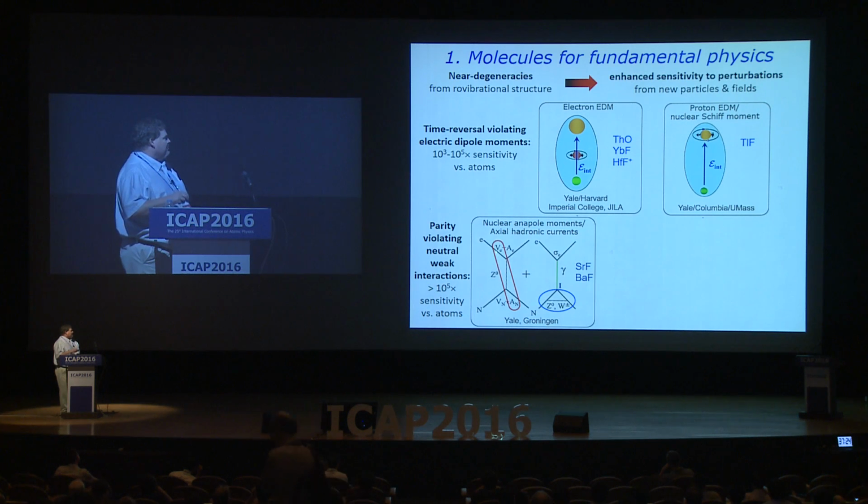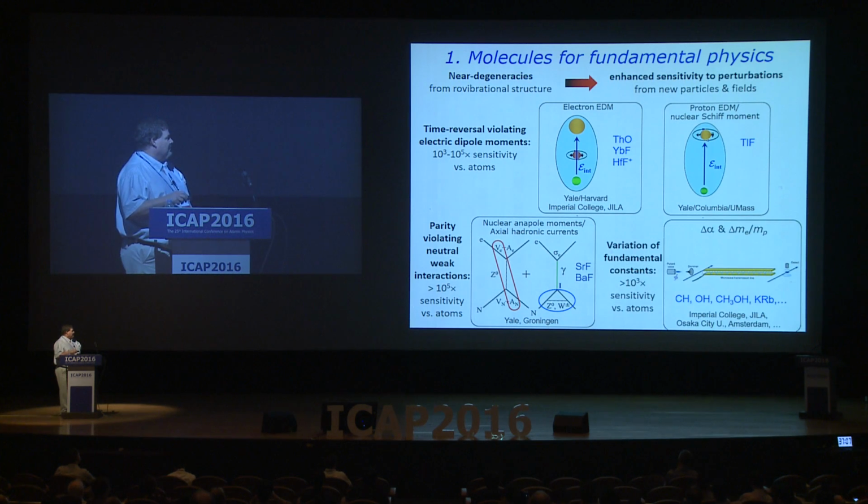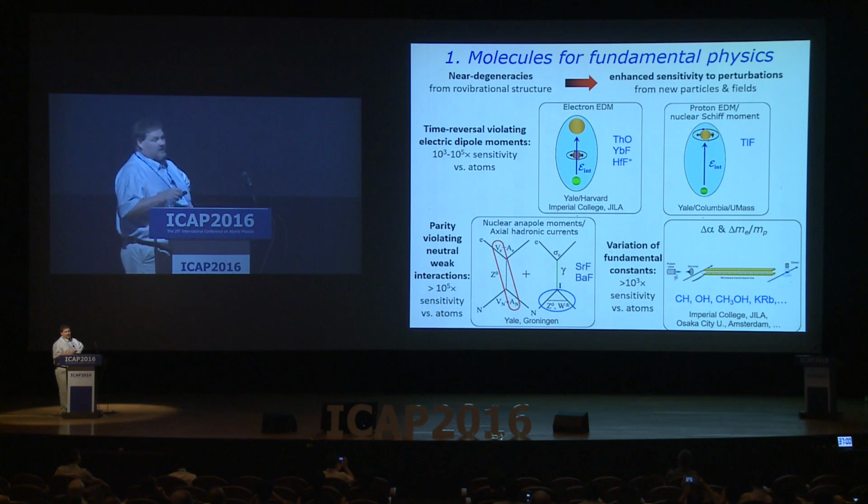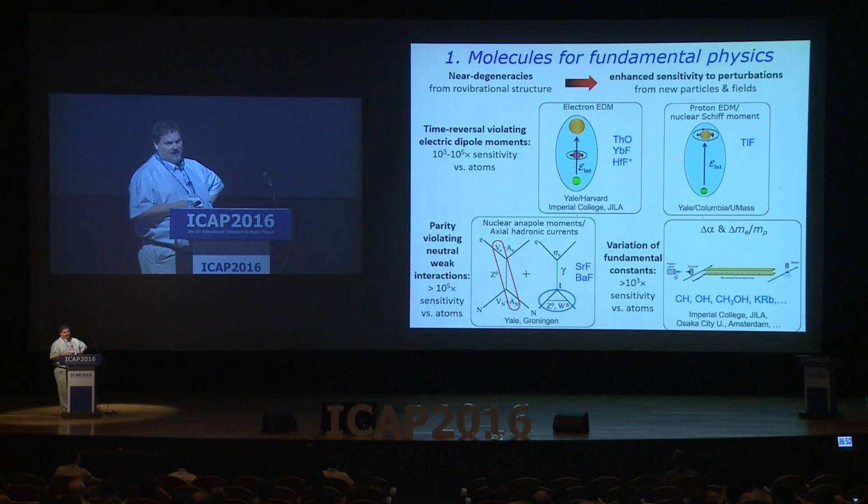For example, you can study properties of Z boson exchange by looking at parity violation in atoms and molecules. And again, molecules give an enhancement of a factor 10 to the fifth or more in sensitivity relative to atoms. And a group in the Netherlands is pursuing experiments to study these effects. And there are also a number of groups using enhancements in molecules to study variation of fundamental constants, such as the electron to proton mass ratio. And again, molecules, because of the near degeneracies, can give factors of 1,000 or more enhancement in intrinsic sensitivity.